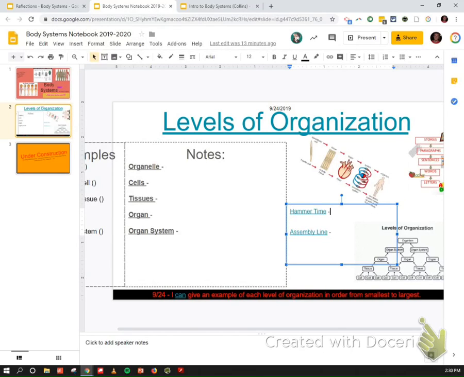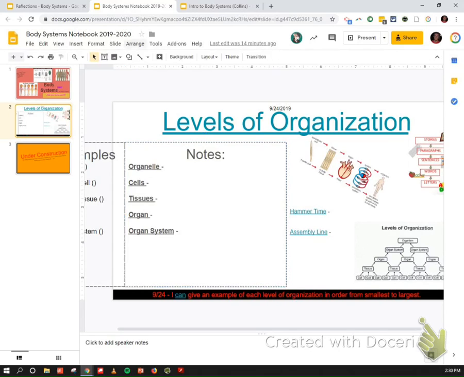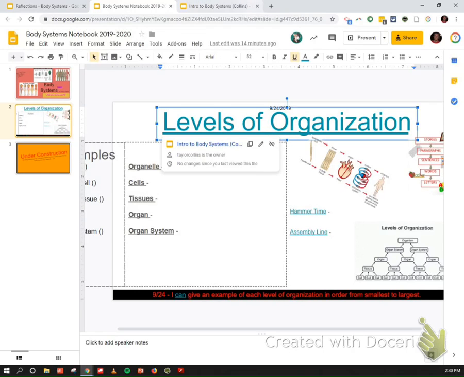We're talking about the levels of organization from organelle and cell all the way up to organ and organ system. And I think these are familiar to you. You may not know all about them, but I do think they are familiar. So again, this link will take you here.